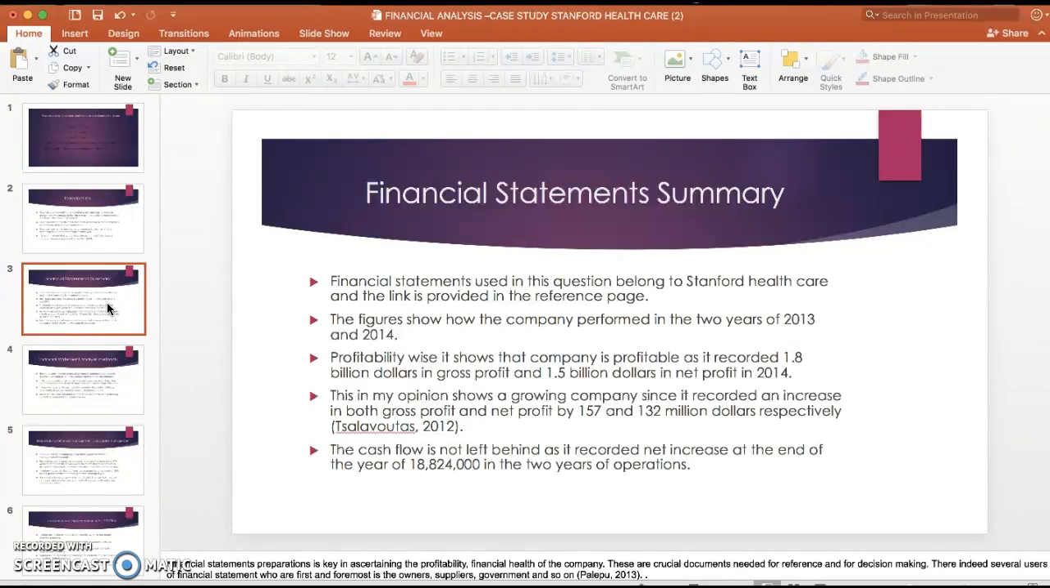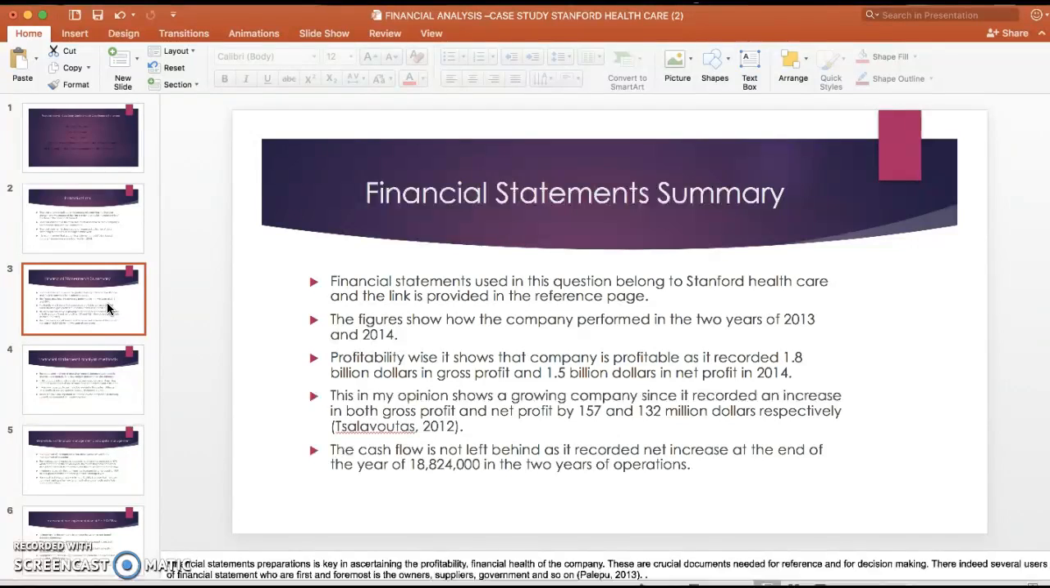Summary of financial statements. Financial statements used in these questions belong to Stanford Healthcare, and the link is provided in the reference page. The figure shows how the company performed in the 2 years of 2013 and 2014.